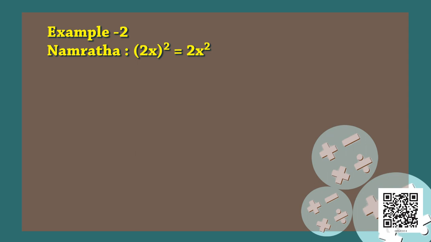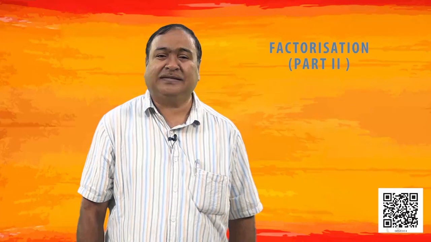Namrata: (2x) whole square is equal to 2x square. Salma: (2x) whole square is equal to 4x square. Who is correct here? Yes, again Salma is correct, because when we take (2x) whole square, both the constant and variable we have to multiply. Therefore, (2x) whole square means 2x times 2x, that is actually equal to 4x square.